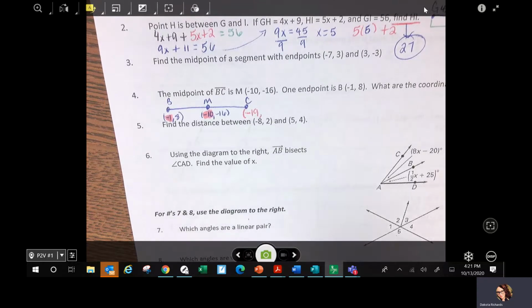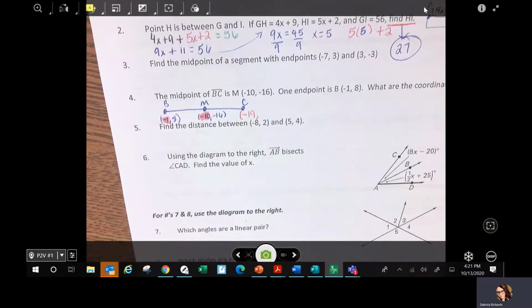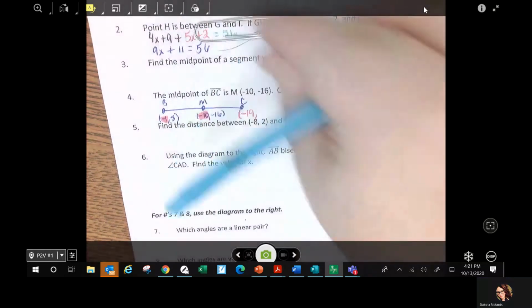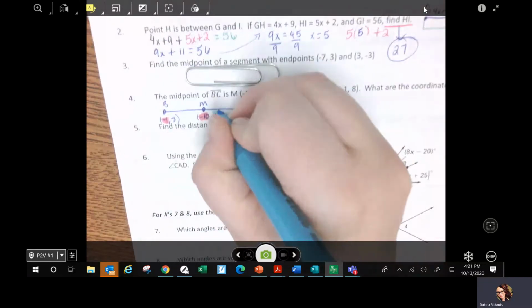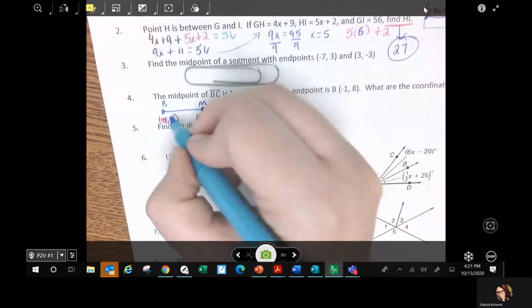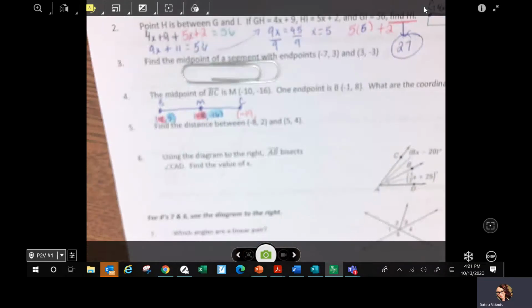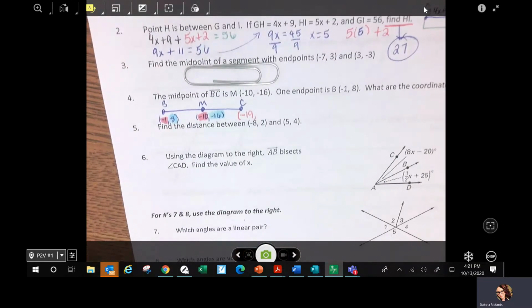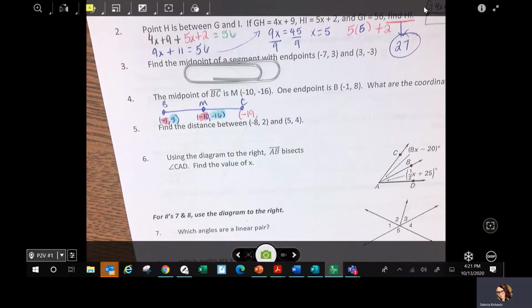And then if you look at this endpoint, we have -16. And you go all the way up to 8. Okay, we'll think about, so from -16 to 0, that's 16 units. Okay, from 0 to 8, that's another 8 units. What is 16 plus 8? 16 plus 8 is 24.